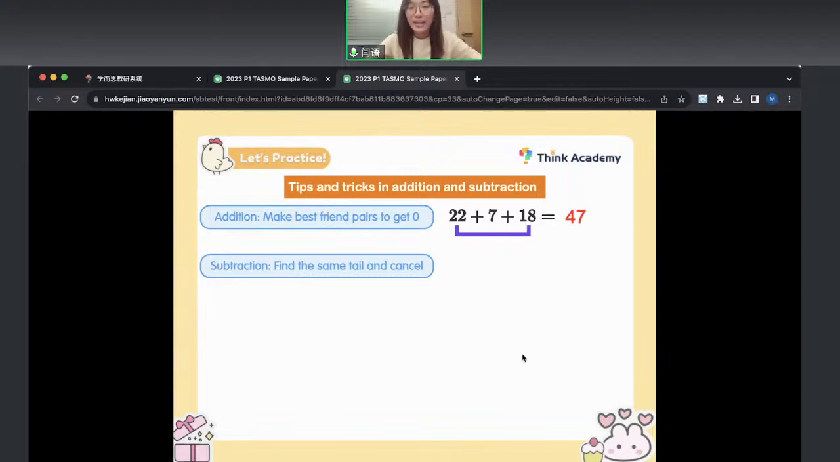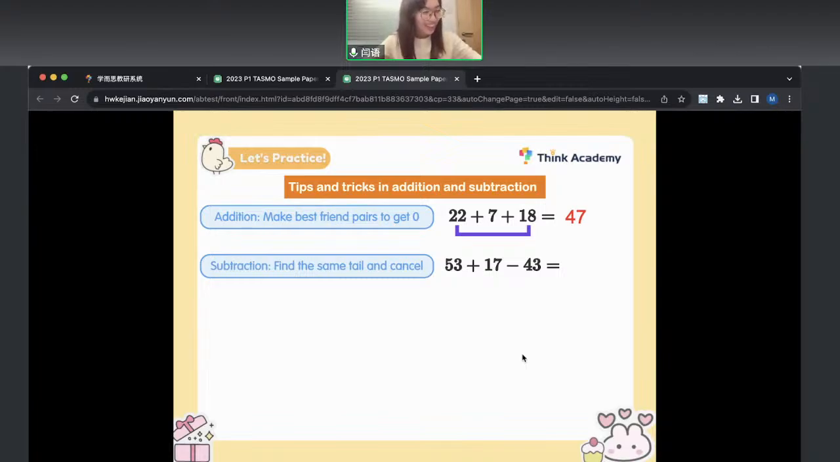Okay, again, let's have a look, everyone. 53 plus 17 and then minus 43. Can you find an easier way to calculate? What is 53 plus 17 and then minus 43? Okay, I give you 20 seconds. Yes, what is it? Let's see. Oh, I see different answers.